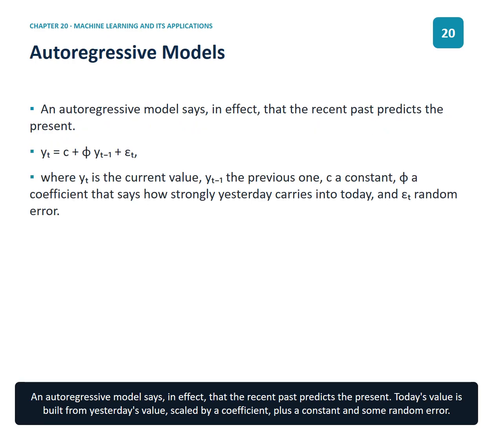An autoregressive model says, in effect, that the recent past predicts the present. Today's value is built from yesterday's value, scaled by a coefficient plus a constant and some random error.